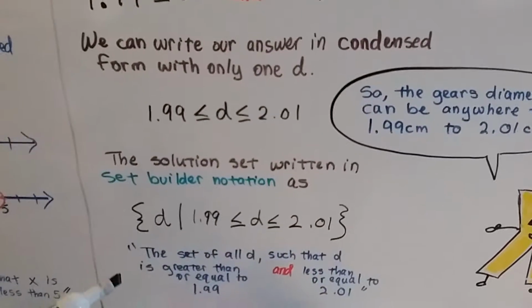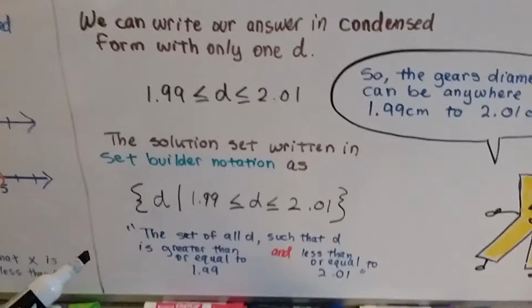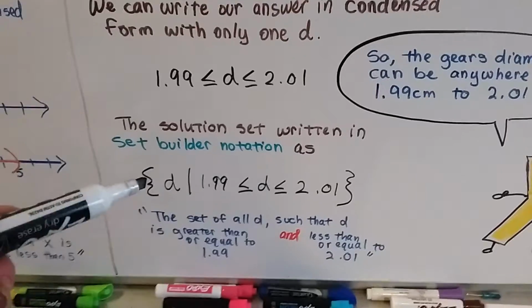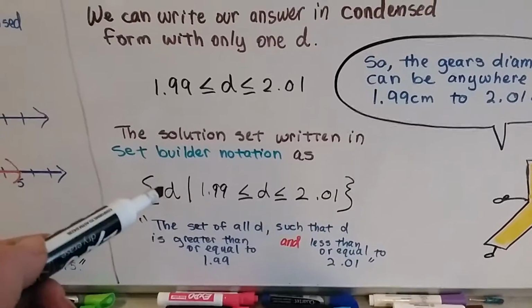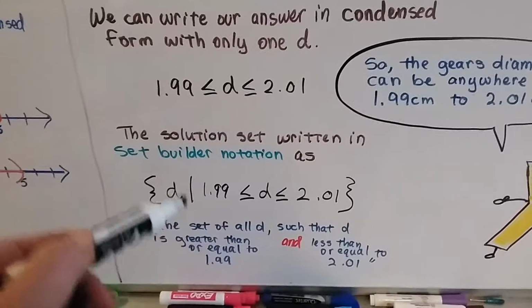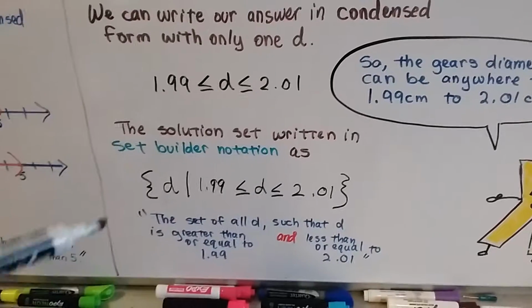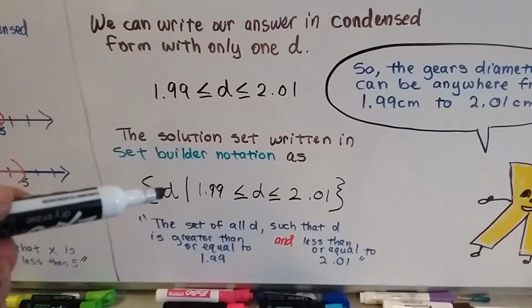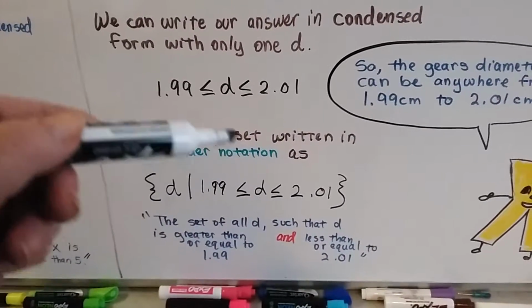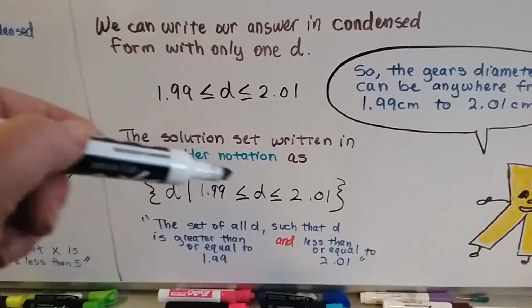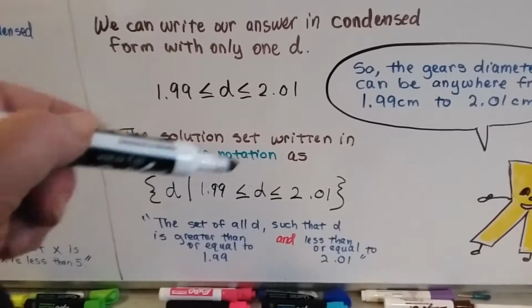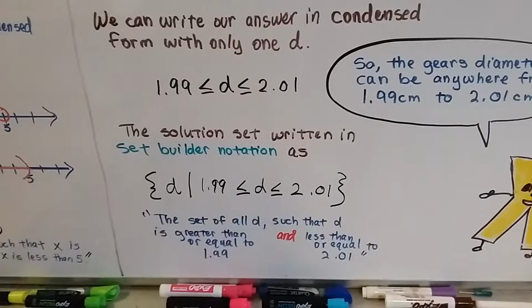The solution set written in set builder notation would be as with the set braces, and then d, because that's what we were solving for, in our such that bar, and it would be d such that d is greater than or equal to 1.99 or less than or equal to 2.01. See?